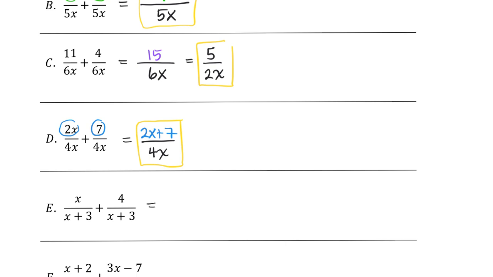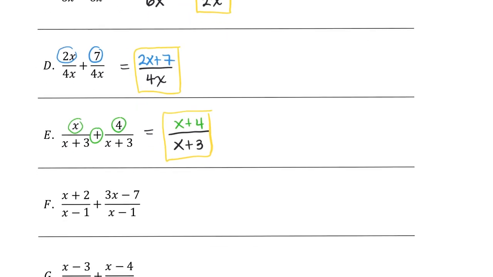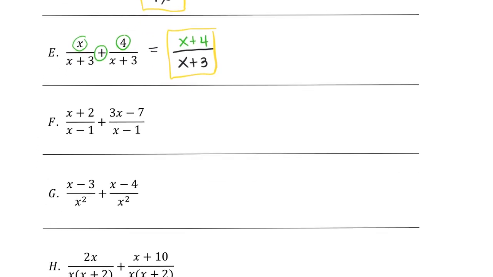Let's look at E. Common denominator is x plus 3. If I add the numerators, I have x plus 4. Okay, and then that's my final answer. If there was a common factor, I would simplify it, but these ones, we're just going to practice adding.